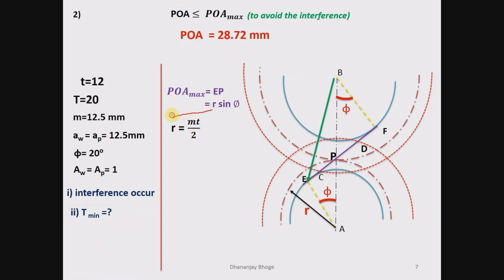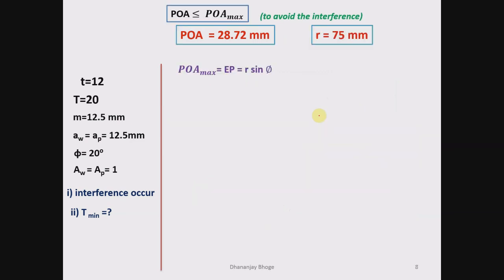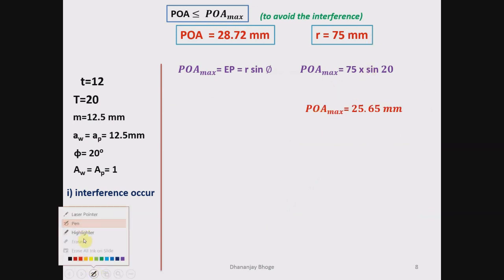So find out the value of small r, pitch circle radius of pinion, mt by 2. Module is 12.5. Number of teeth on pinion are 12. 75. Okay. So pitch circle radius of pinion is 75 millimeters. आता हा pitch circle radius ची व्हॅल्यू या इक्वेशन मध्ये टाका, r sin of phi, and find out POA max, value of EP. 25.65. Very good, 25.65.